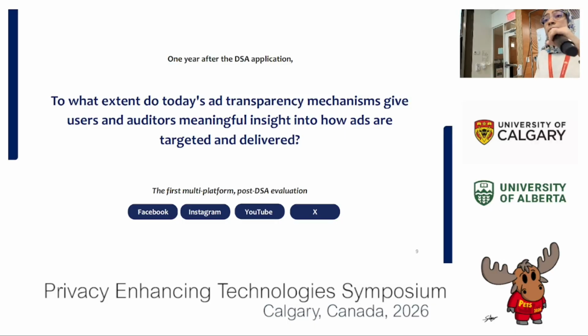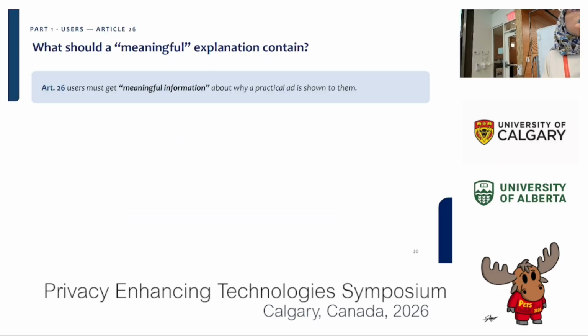The DSA has been applicable in Europe since 2024, so we wanted to explore whether the current transparency tools are sufficiently providing information about how ads are targeted to both users and auditors. We answer this through an evaluation of the four big platforms. Article 26 of the DSA says that users must get meaningful information about why an ad is shown to them. Here, meaningful is load-bearing. So, what could meaningful mean?